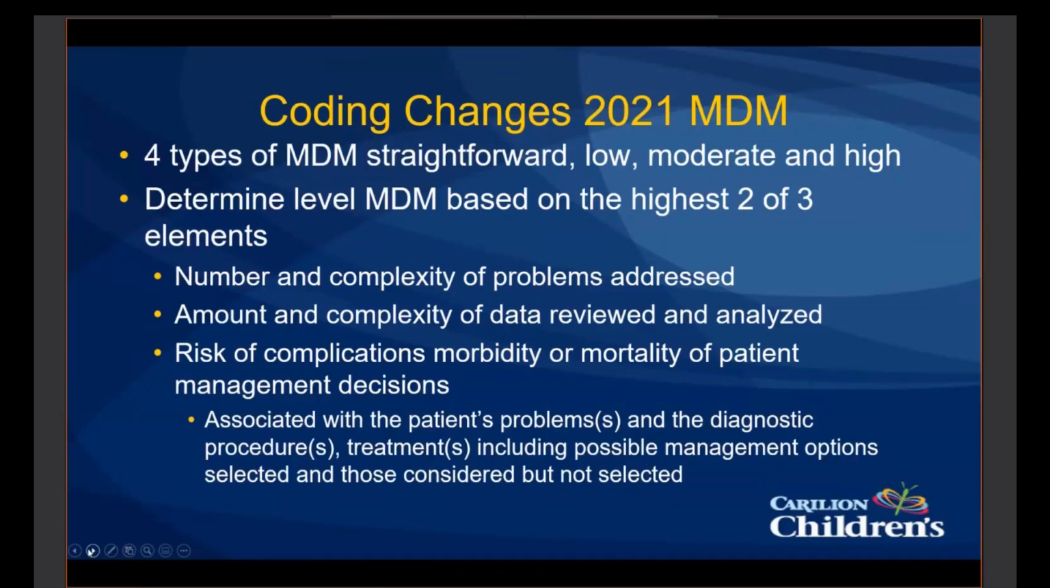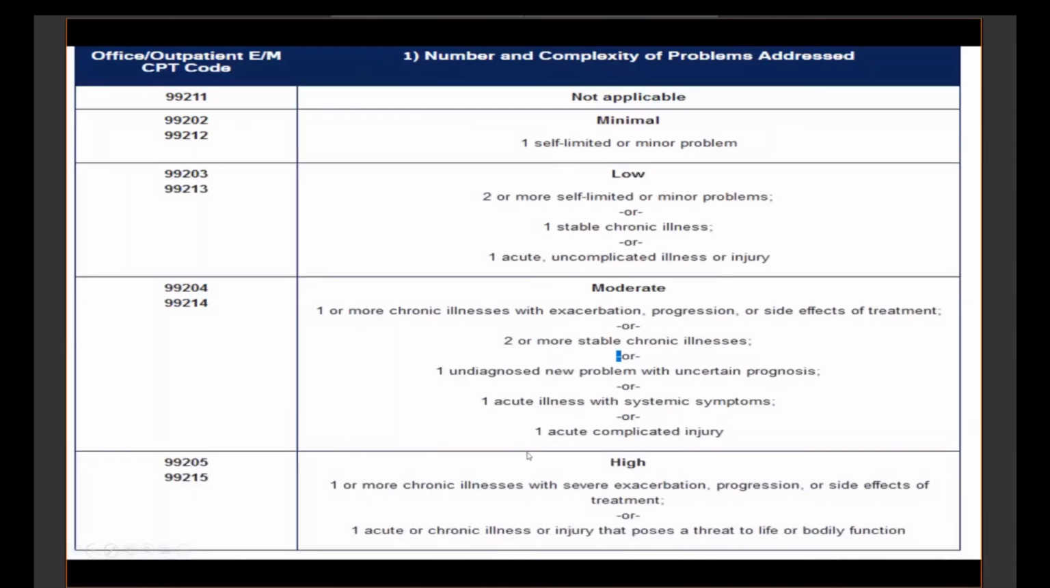Now, this is just a detailed slide of the number and complexity of problems addressed. So minimal would be the 99202, 99212, low 99203, 99213, and then the moderate, which would be the level 4, and high would be level 5. And I'm going to talk about each of these in just a minute.